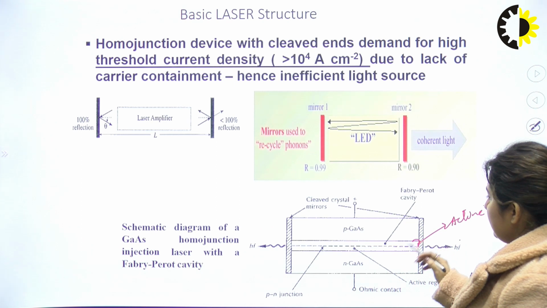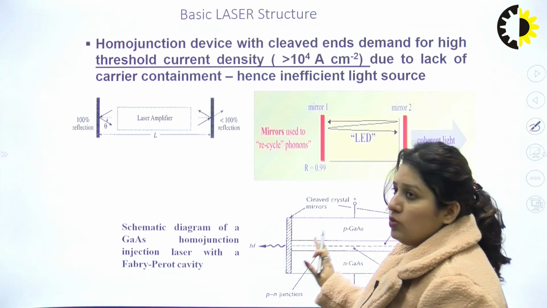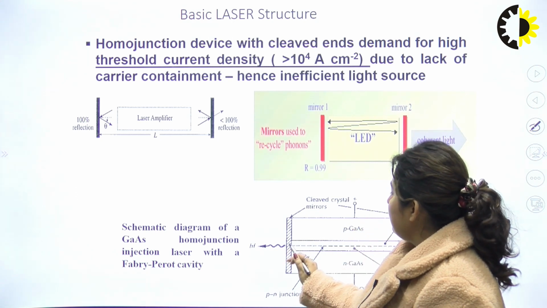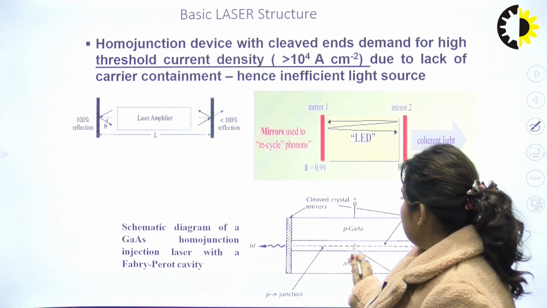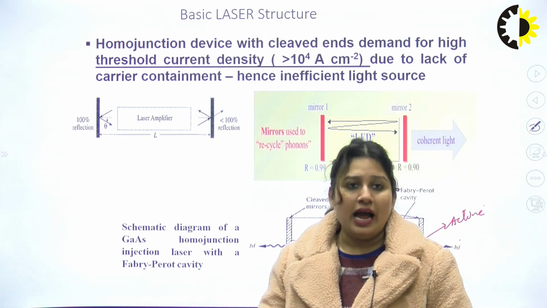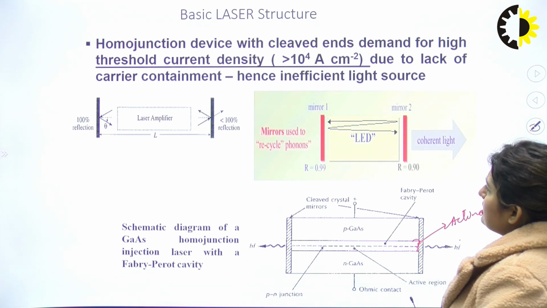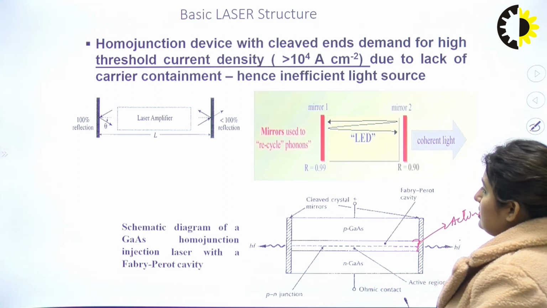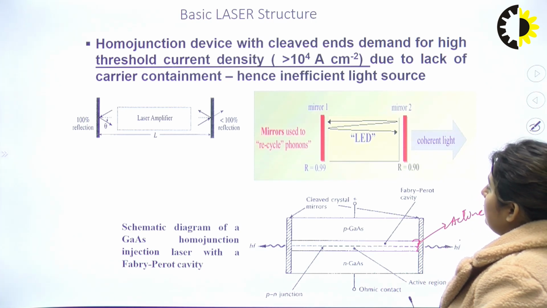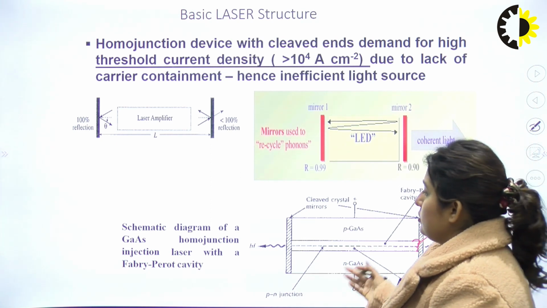These mirrors are used to make sure that electrons hit the mirror and then come back to the active region. There will be a gain process in the active region, due to which there is emission of light in the structure. These mirrors are basically for recycling the photons in the cavity, and this gives you a coherent type of light in the case of lasers.